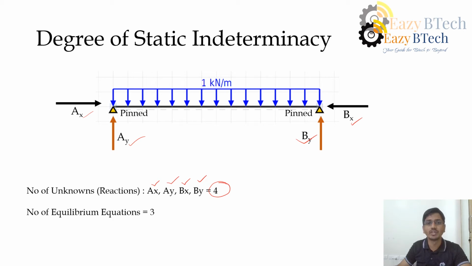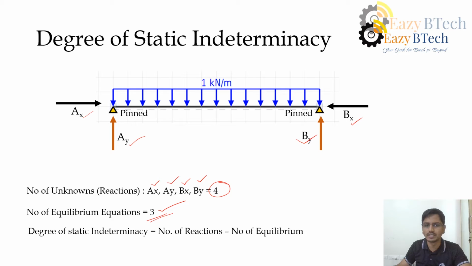Now, how many equilibrium equations do we have? Those are 3. Are these 3 equilibrium equations sufficient to find these unknowns? No. We have already seen in mathematics that to get the unknowns, the number of equations required should equal the number of unknowns. Here also it is the same case. These 3 equilibrium equations are not sufficient to find the reactions in this beam. In that case, this beam is known as statically indeterminate.